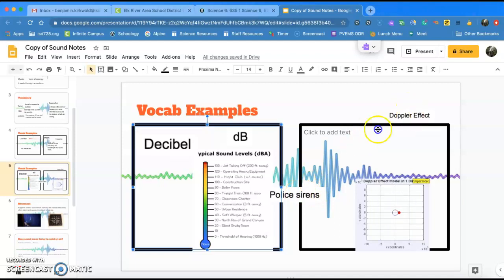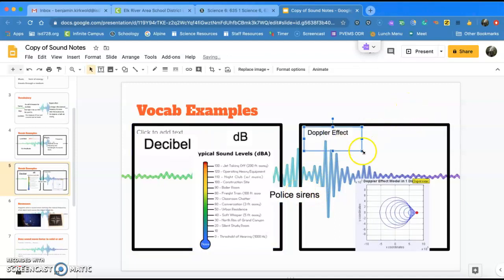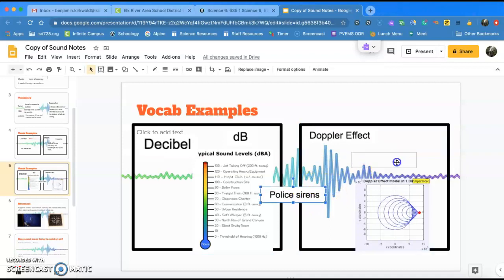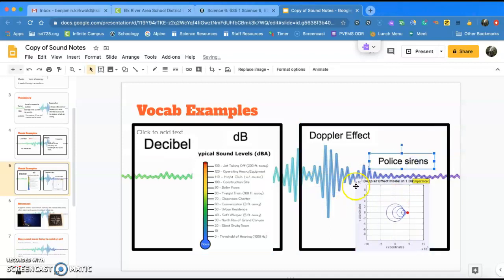The other word here is Doppler effect. I don't know why it's so small. We'll make it a little bit bigger. So Doppler effect here. Doppler effect is all about police sirens. As a police car is going past you, think about it.